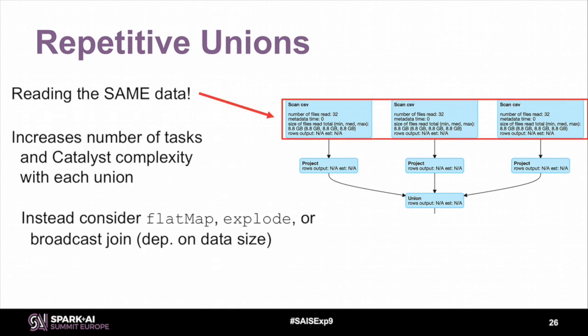The problem here is, again, you're reading the same data multiple times. You're also increasing the number of tasks. The number of splits for each of those data sources is increased by the number of unions that you're doing. So in this case, I'm tripling the number of tasks required for my job. And in some cases, that can actually impact Catalyst pretty badly in terms of the complexity of the query plan.